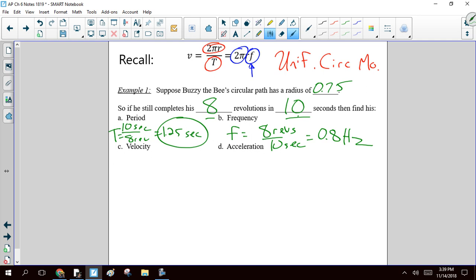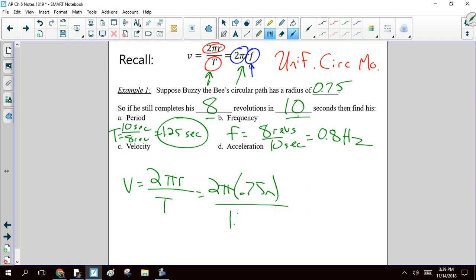Okay. So now what we can do is find the velocity, right? You can find the velocity using either of these two equations. So let's use the 2 pi r over T. Set v equals 2 pi r over T. So 2 times pi, the radius of the bee's circle was 0.75 meters, and it takes him 1.25 seconds to complete that path. So divide it out and you end up getting 3.77 meters per second.